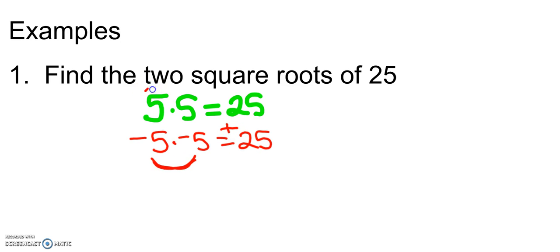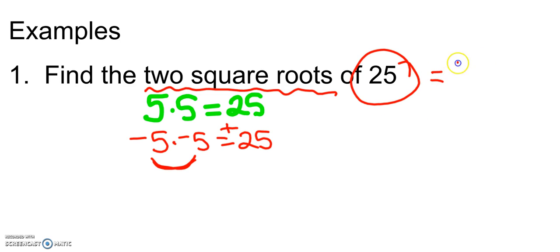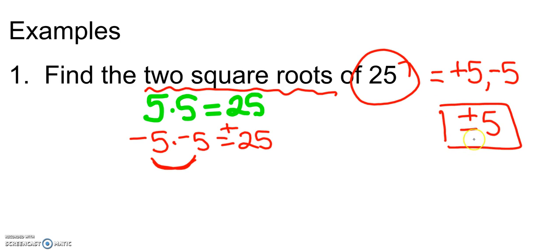So in essence, there are two square roots for every perfect square. So the square root of 25 could either be positive 5 or it could be negative 5. Now to save a little time, sometimes you'll see positive negative 5. That means it's positive or negative 5.